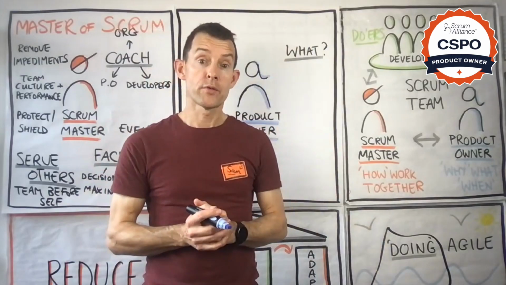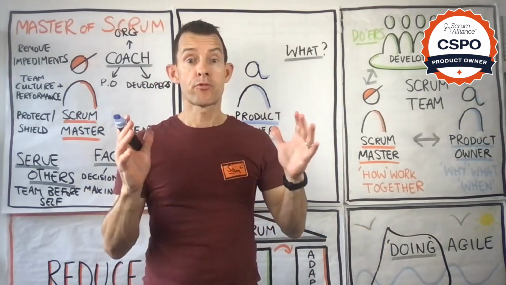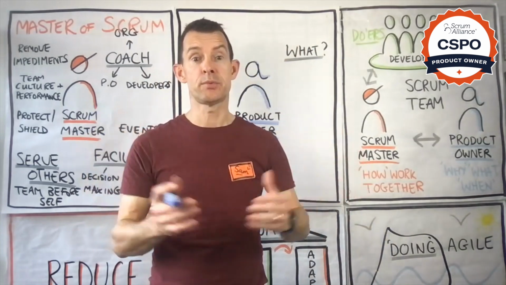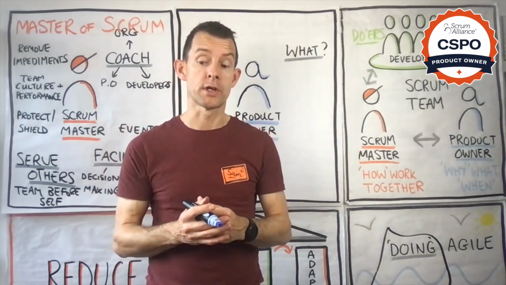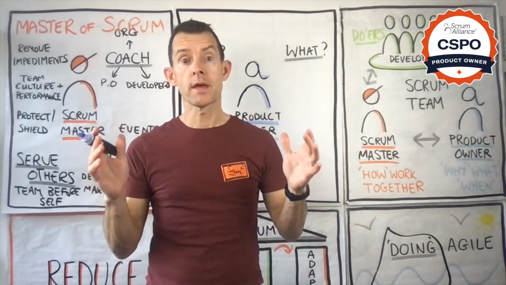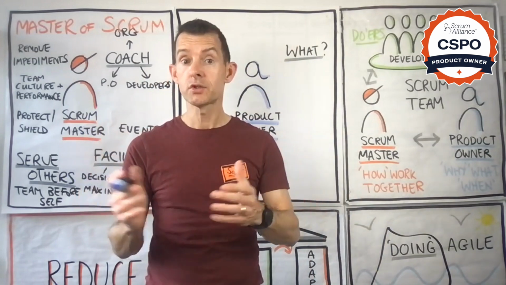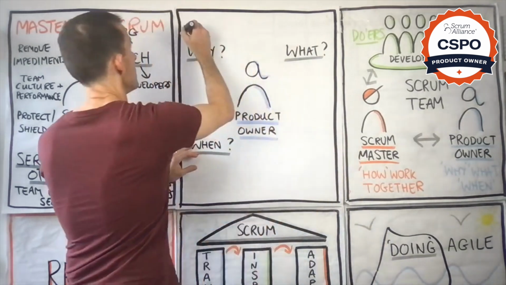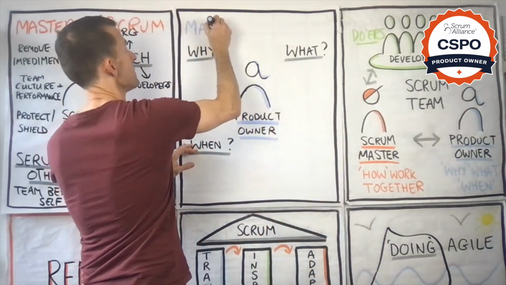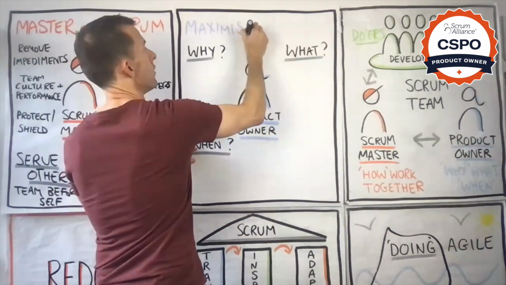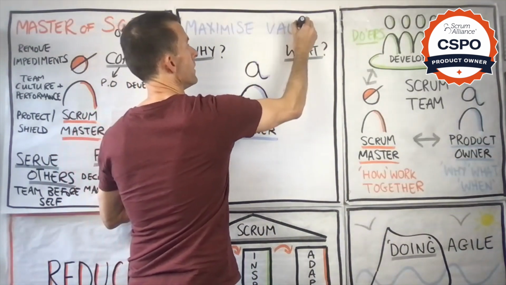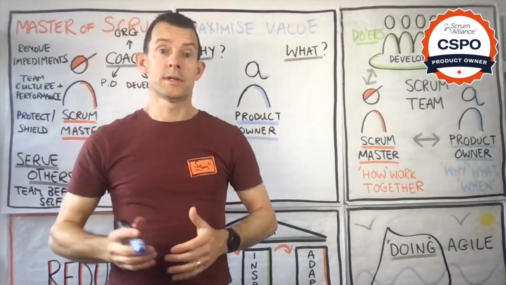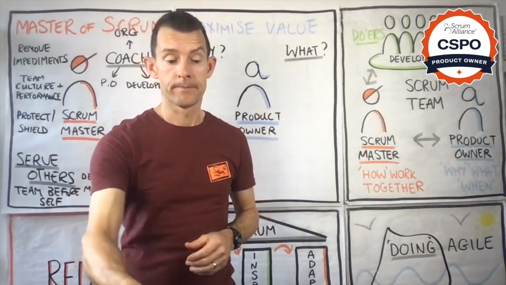The role of the product owner. The product owner is often a business person and is an expert in the product or the project. Let's start with their primary purpose. The reason that we have a product owner is to maximize the value. We want to maximize the value of the work being done by the Scrum team. Value is what this job is all about.